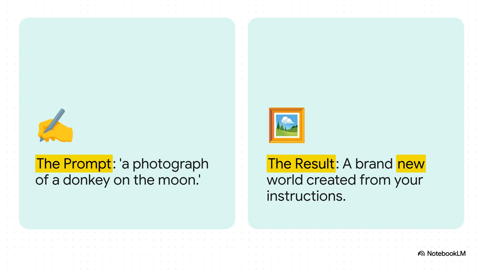You type in a simple little phrase, right? Something like a photograph of a donkey on the moon. And boom. In just a few seconds, the AI doesn't go find a picture. No, it creates a whole new one from scratch just for you.